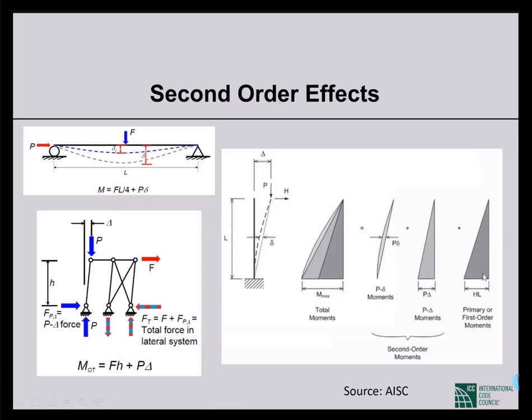So if we superpose all these, then we get the maximum moment. At the bottom, the moment will be HL plus P large delta, but in the middle, it will not be just the summation of the right two moments at the right hand side. There will be another P small delta moment here. So this is the ultimate second order effect, if we consider both P large delta and P small delta effects. So these are the second order effects. We have to consider both.